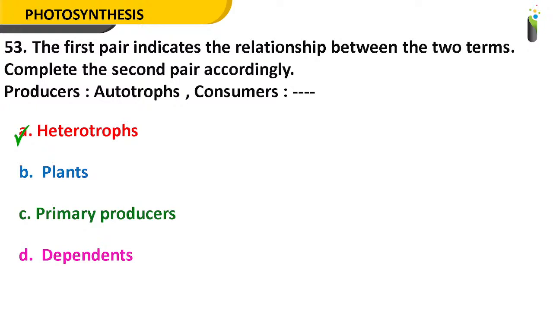Heterotrophs. Friends, autotrophs, auto is self, trophism is feeding. So autotrophs are those organisms which prepare their own food, whereas consumers are heterotrophs, that is, they depend on other living organisms for obtaining their food or energy. Now, these consumers can be of different levels, like primary consumers, secondary consumers, tertiary consumers, top level consumers. But all of these, bottom line, are heterotrophs.